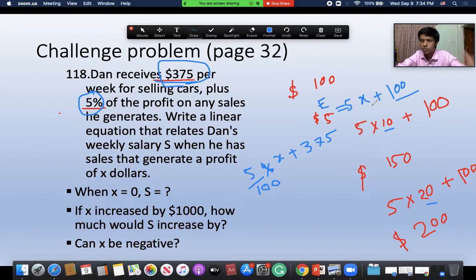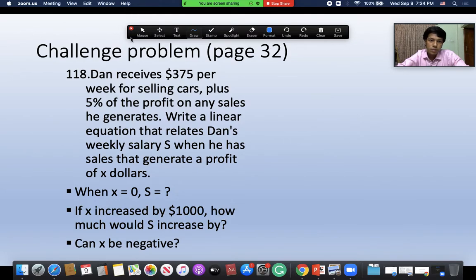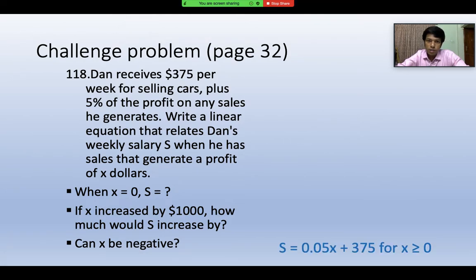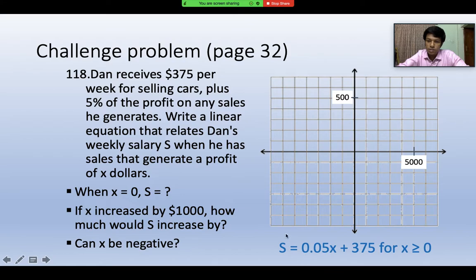So this is some algebraic relationship, a linear relationship that we can make, and then we can just put the value of x and continue the calculations. And you will see that most of the math actually follows this relationship. So let's look at how we can solve this. So this is the thing, see, 375 and 0.05 of x. X is the sales that he generated, the sales that generate a profit.